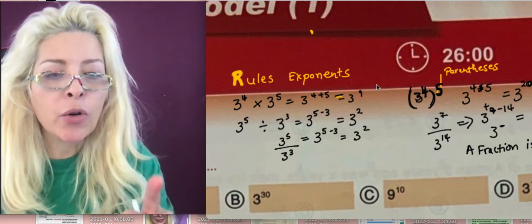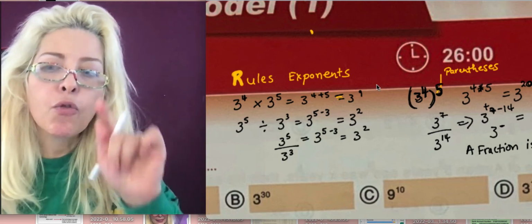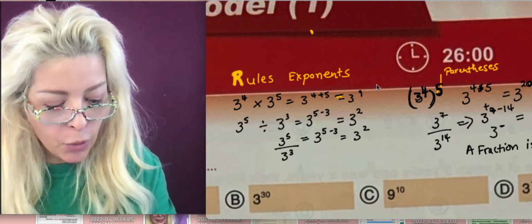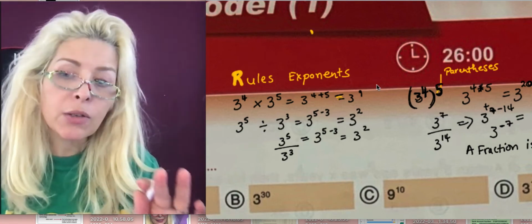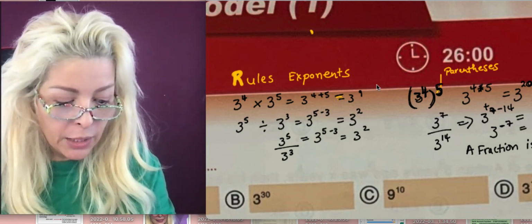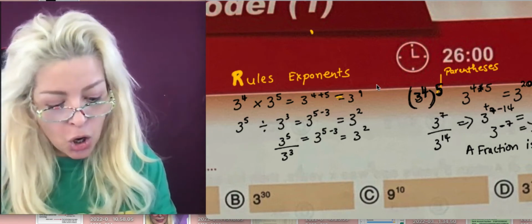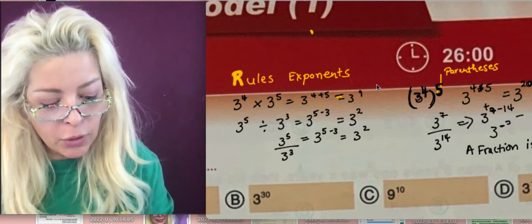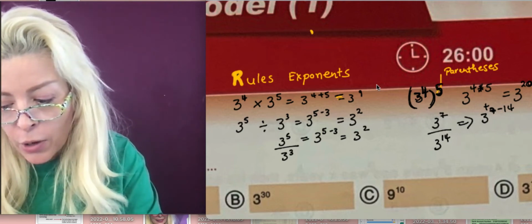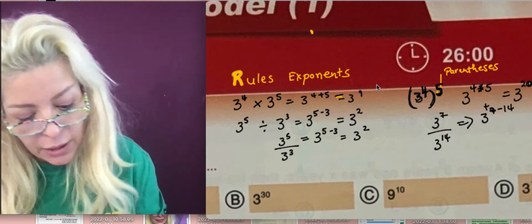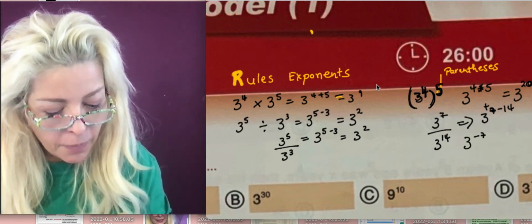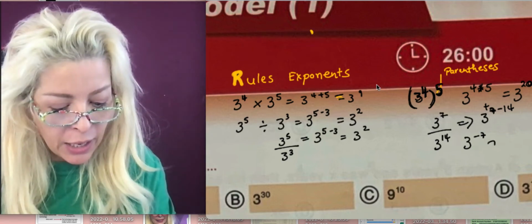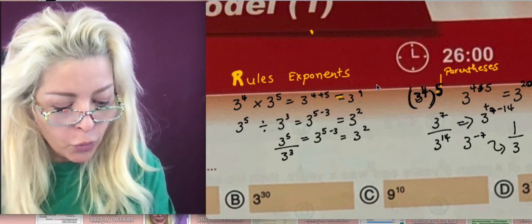Now, ignore the signs and subtract 14 from 7. That will give you 7. This is 3 to the minus 7. Now, you can't have this. You cannot have 3 to the minus 7. You have to make it positive. 3 to the minus 7 has to become 1 over 3 to the 7.